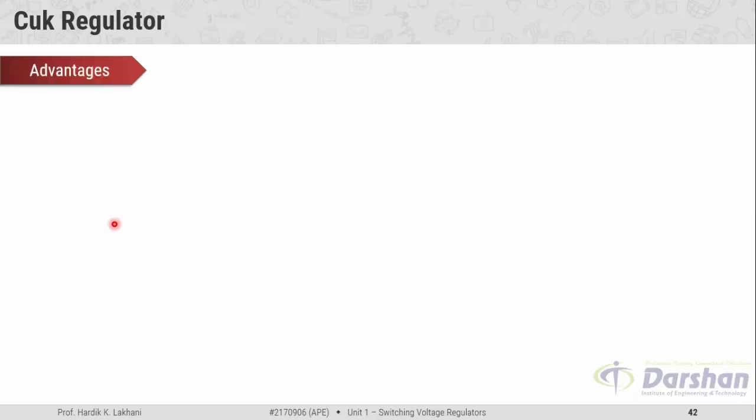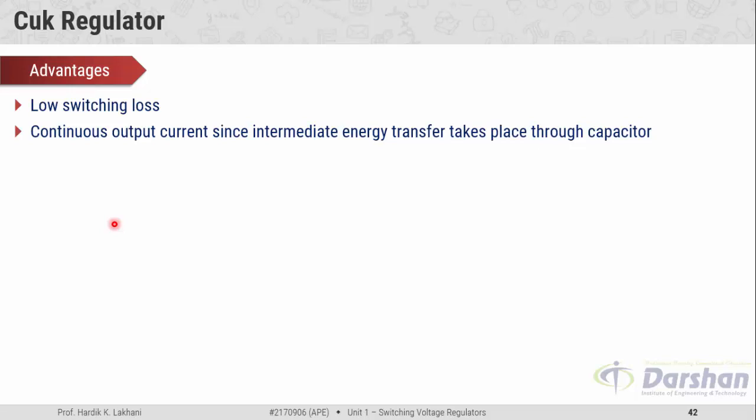Now let us discuss a few advantages of the Cuk regulator. It produces low switching loss. The reason is only one control switch is present. It produces continuous output current since the intermediate energy transfer takes place through the capacitor. So here, because the coupling capacitor is present, the output current is continuous. Due to low switching loss, the efficiency of the Cuk regulator is high.